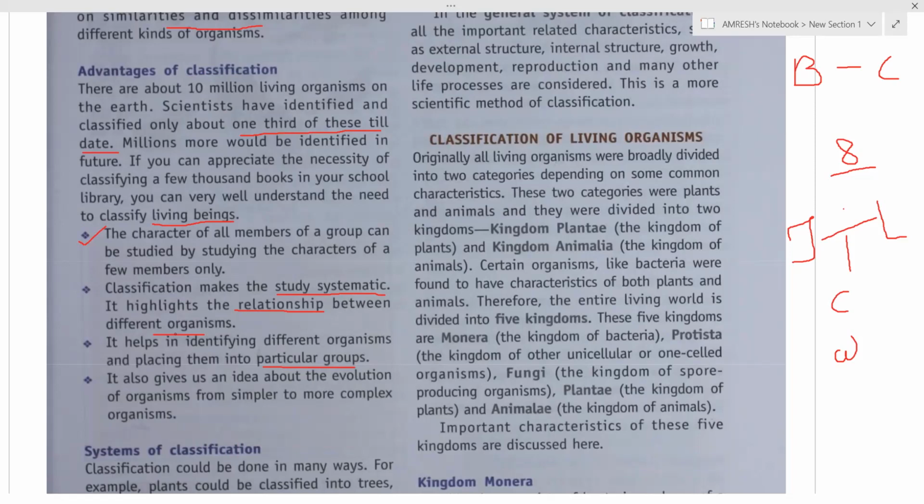This is all possible because of classification. It also gives us an idea about the evolution of organisms from simpler to more complex. Okay, evolution. Evolution means, you must have heard from your parents that we were monkeys before. From monkeys, we slowly evolved into human beings. Okay, so also by classification, we can learn the theory of evolution, how we evolved from simpler to complex organisms.